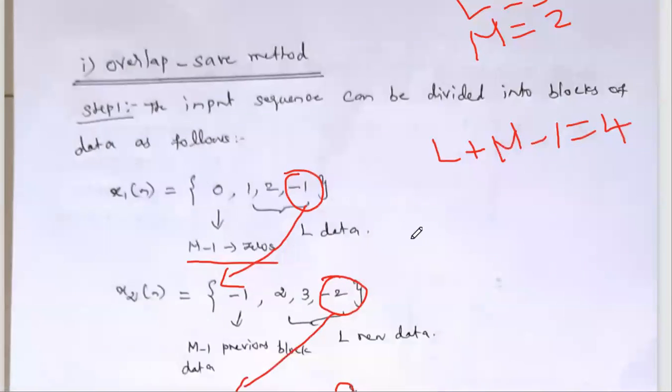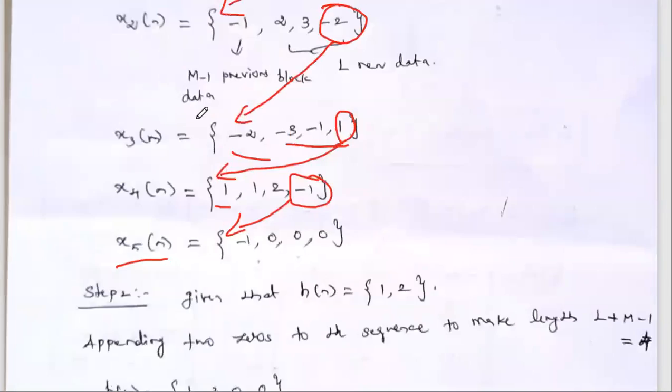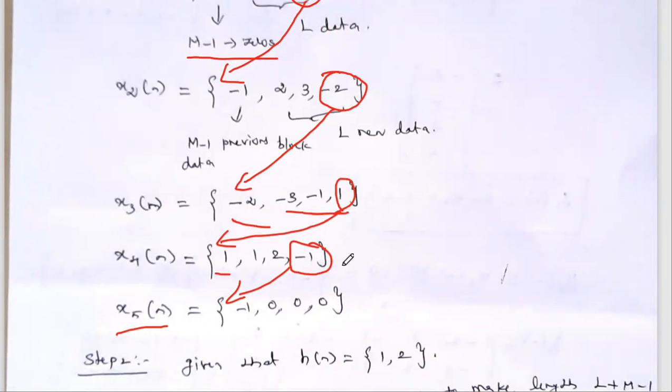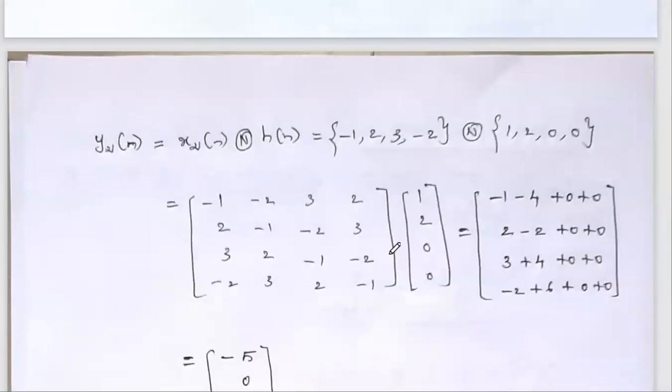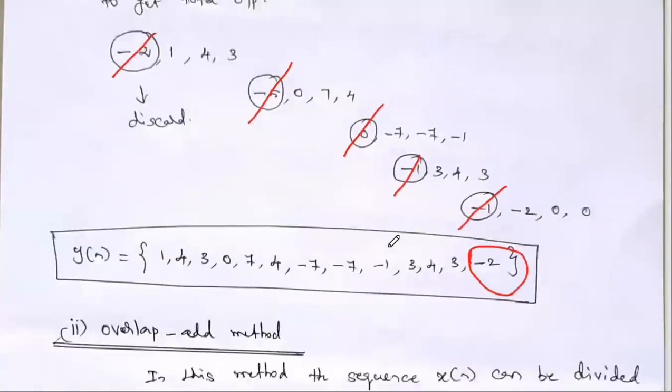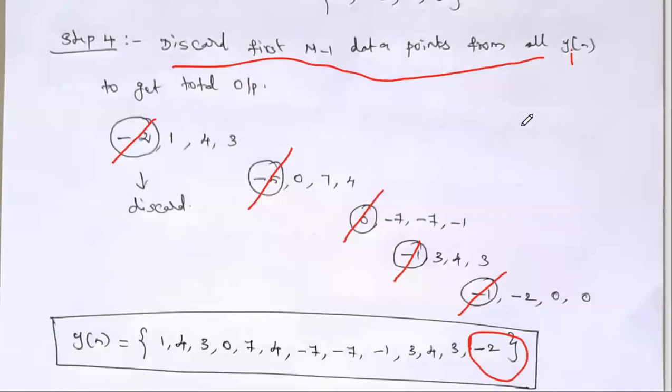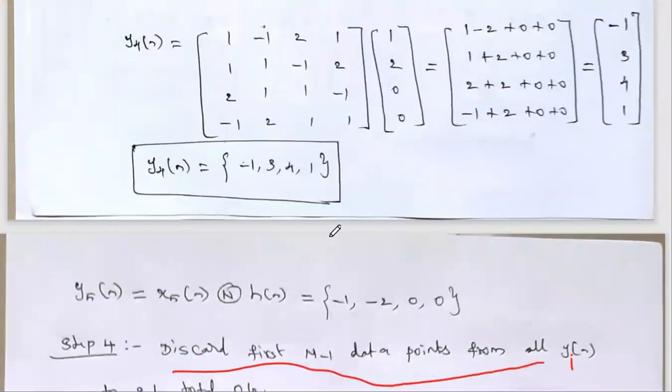But in the overlap save method, if we divide x of n into 3 blocks, we construct only x1, x2, x3, x4, and after calculating y1, y2, y3, each has 4 data. In those 4 data, as per the overlap save method, we discard 1 sequence. So after discarding, we get only 3 data in each sequence. So 3 plus 3 plus 3, if the last sequence is not available, we will get only 12 data. So the 13th output we will not get. That's why we have to construct the x5.